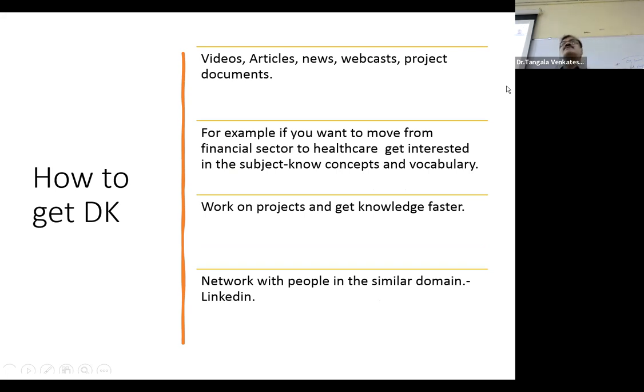So how to get this domain knowledge? How many of you watch YouTube to understand concepts? Raise your hands. How many of you watch songs on YouTube? So those who have not raised hands earlier, you are not in the system. How many of you watch movies on YouTube?